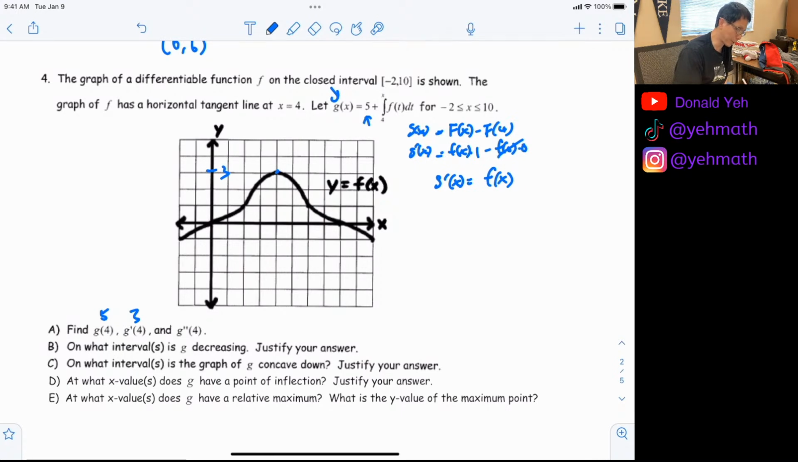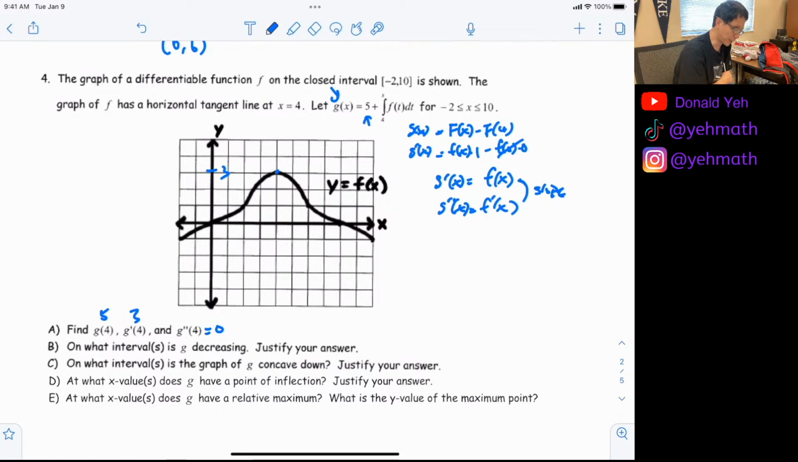And g double prime of 4, that means looking at the slope, because g double prime of x is equal to f prime of x. Now f prime is the slope of that. So that's equal to 0 because that's a horizontal tangent. Questions?